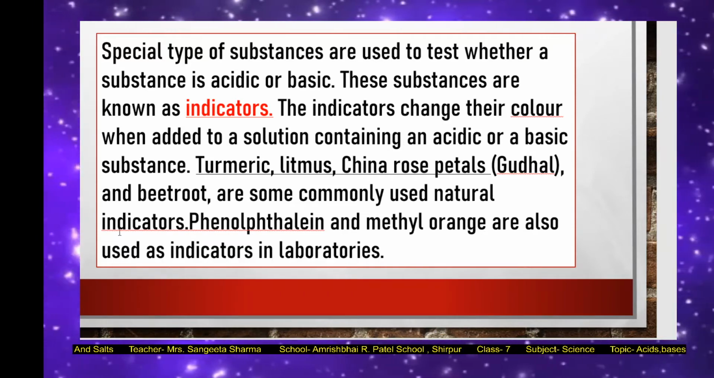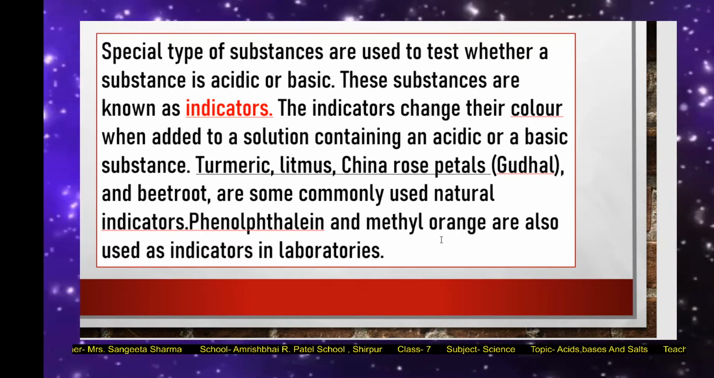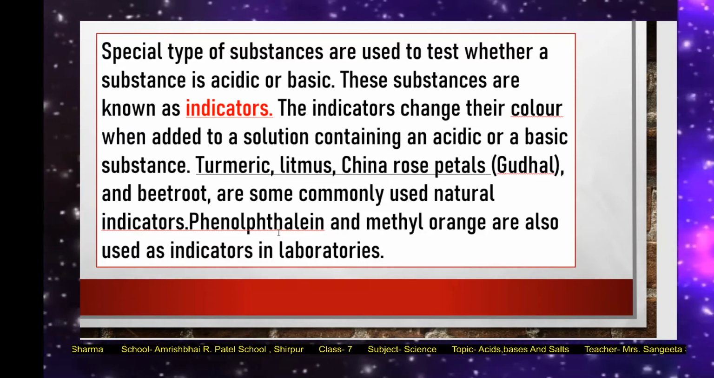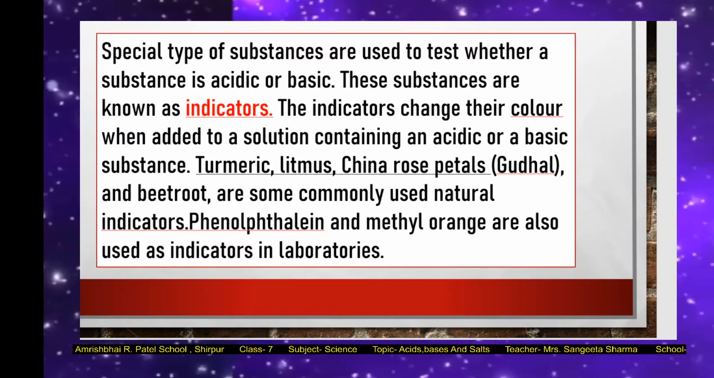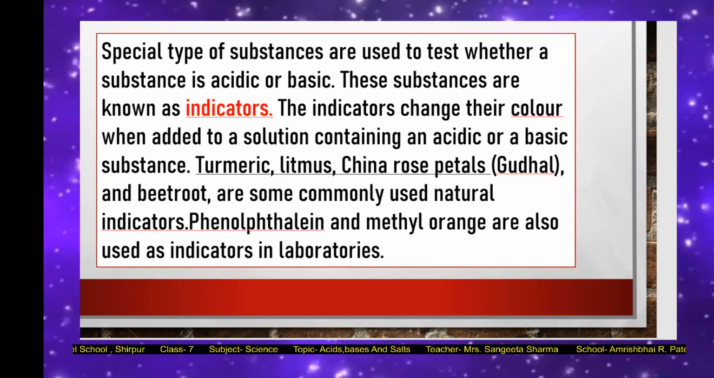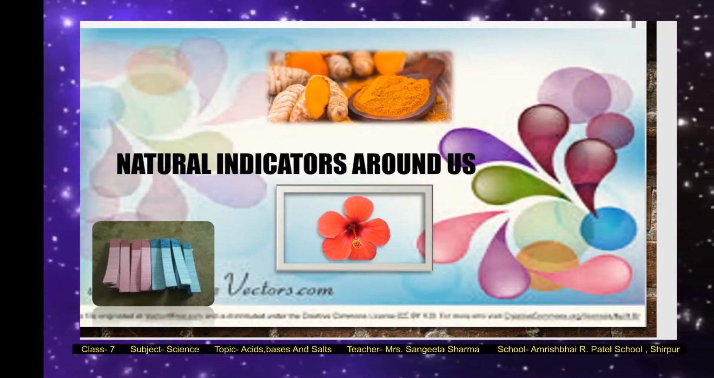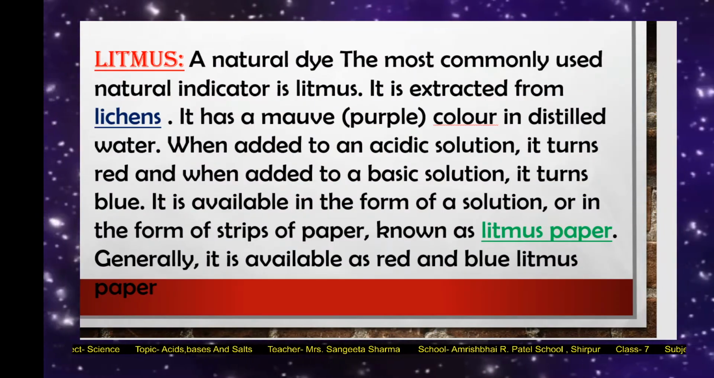Now the methyl orange. Methyl orange is also an indicator that shows the red color. When we use it with an acidic solution or a basic solution, it gives different colors. Now the next, we have natural indicators around us, so we have to study about the natural indicators. First, we can say litmus.